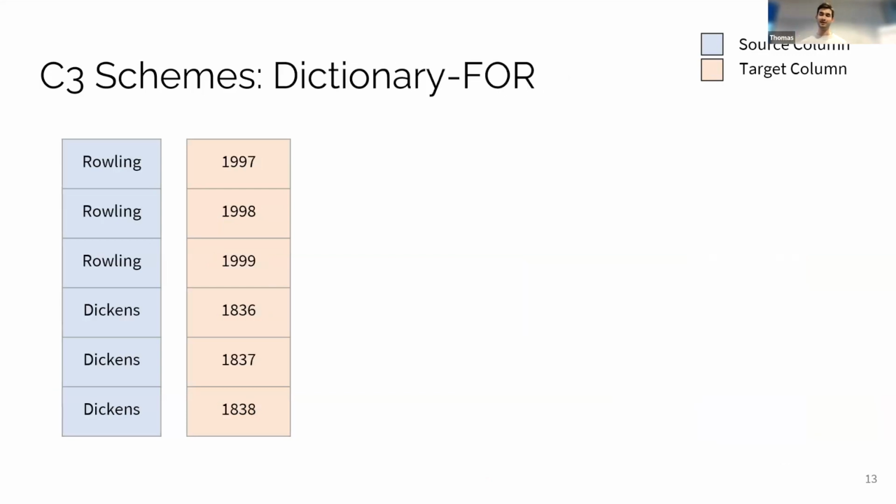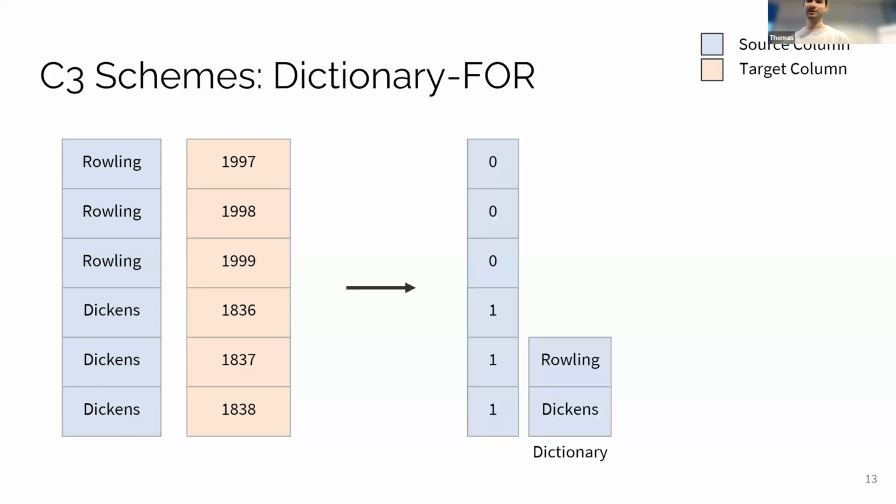And finally, we have the dictionary frame of reference. So in this example, we have a column with authors and a column with the years of books they published. So J.K. Rowling published 3 books between 1997 and 1999, and Charles Dickens 3 books between 1836 and 38. So again, if we would dictionary encode the source column, we can assign a reference value to each source value. So for Rowling, we store 1997, and for Dickens, 1836.